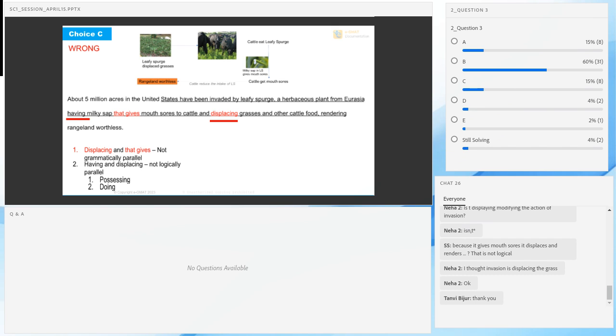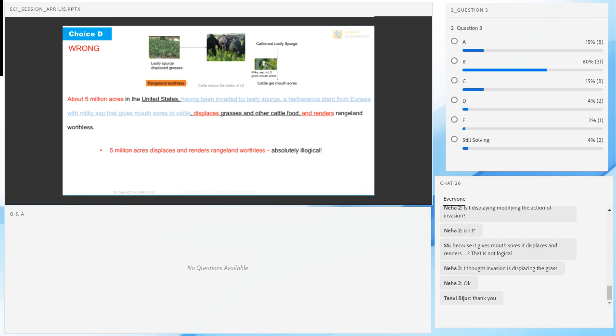Nothing over here except for that. The only nuanced rule that we applied over here is the fact that a verb-ing modifier, as an action modifier, needs to make sense with the subject of the preceding clause. But other than that, everything is grammar, which is common sense grammar. Choice D, again, same thing over here. 5 million acres displaces and renders. That is absolutely illogical. Similar issue that was there in choice A.